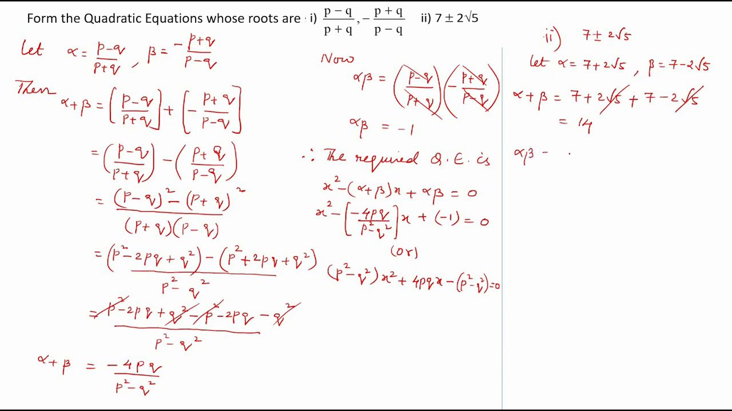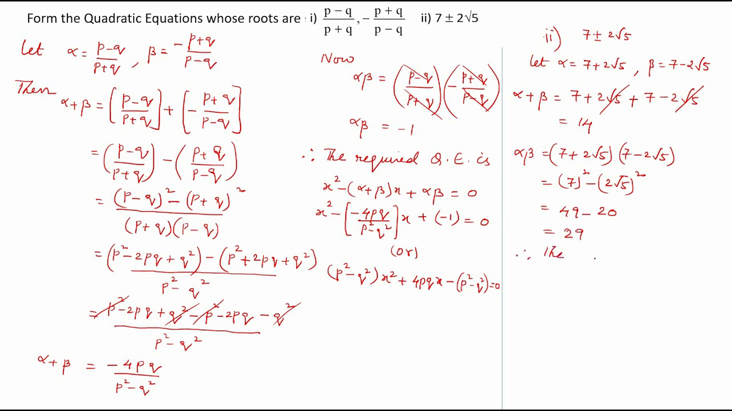Same way let us see the product. 7 plus 2 root 5 into 7 minus 2 root 5. So a plus b into a minus b form. Here we can write this as a square minus b square. So 7 square is 49. 2 square will be 4 and root 5 square will be 5. 4 into 5 will be 20. So we get 49 minus 20 as 29.